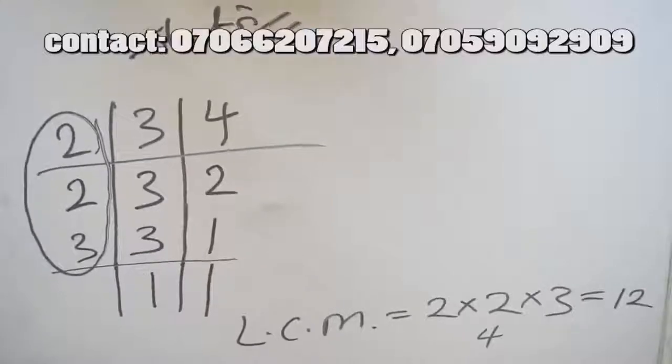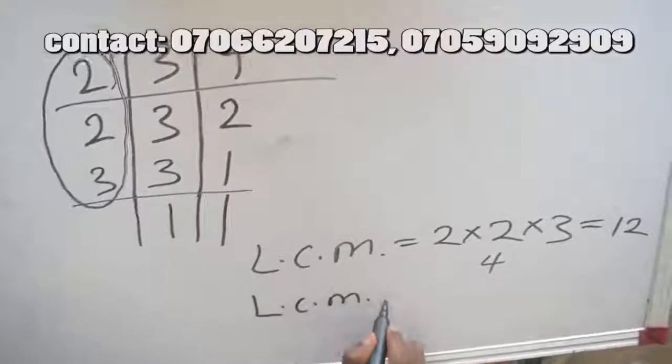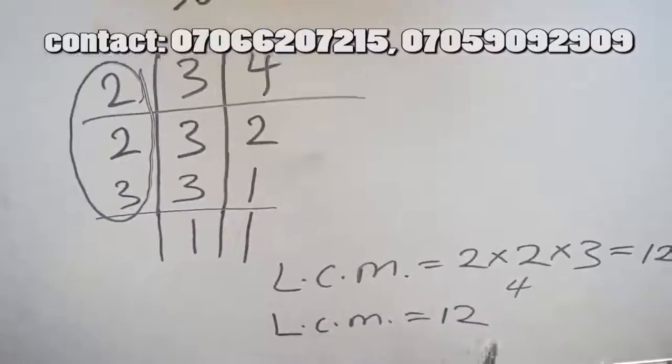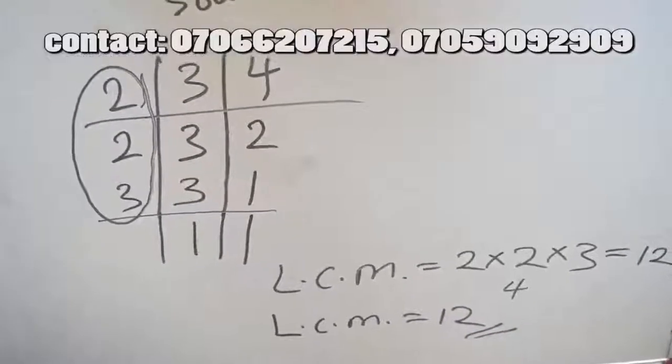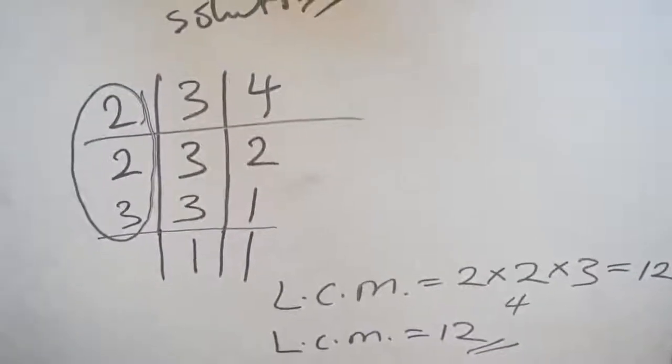Alright, so this is the answer. LCM stands for lowest common multiple. So if you don't use the previous method I used, you can use this method to help yourself.